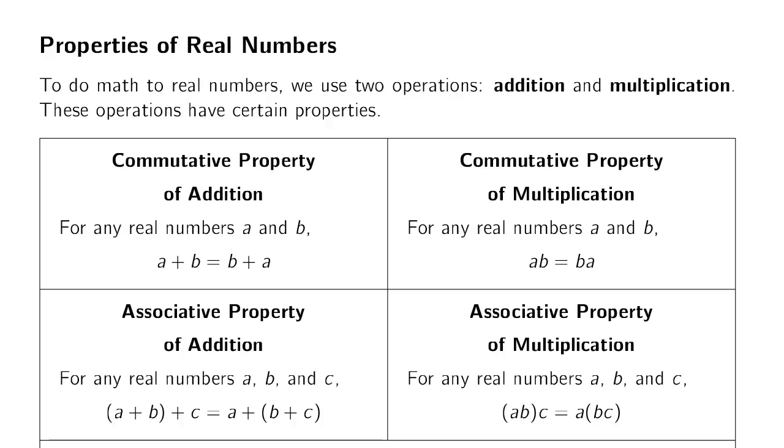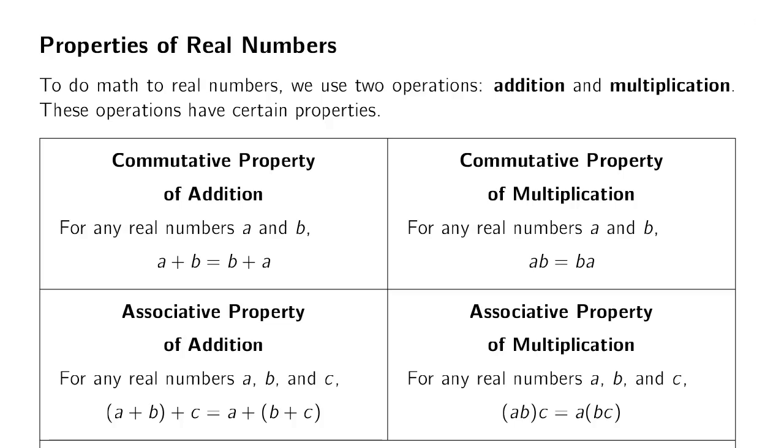Numbers have some very nice properties that let us do math with them relatively easily. And so we're going to go through just a quick review of some of those properties now. We think of the real numbers as having two operations, addition and multiplication. You might be thinking of some other operations, but addition and multiplication are the ones that we're really interested in. And these operations have some nice properties.